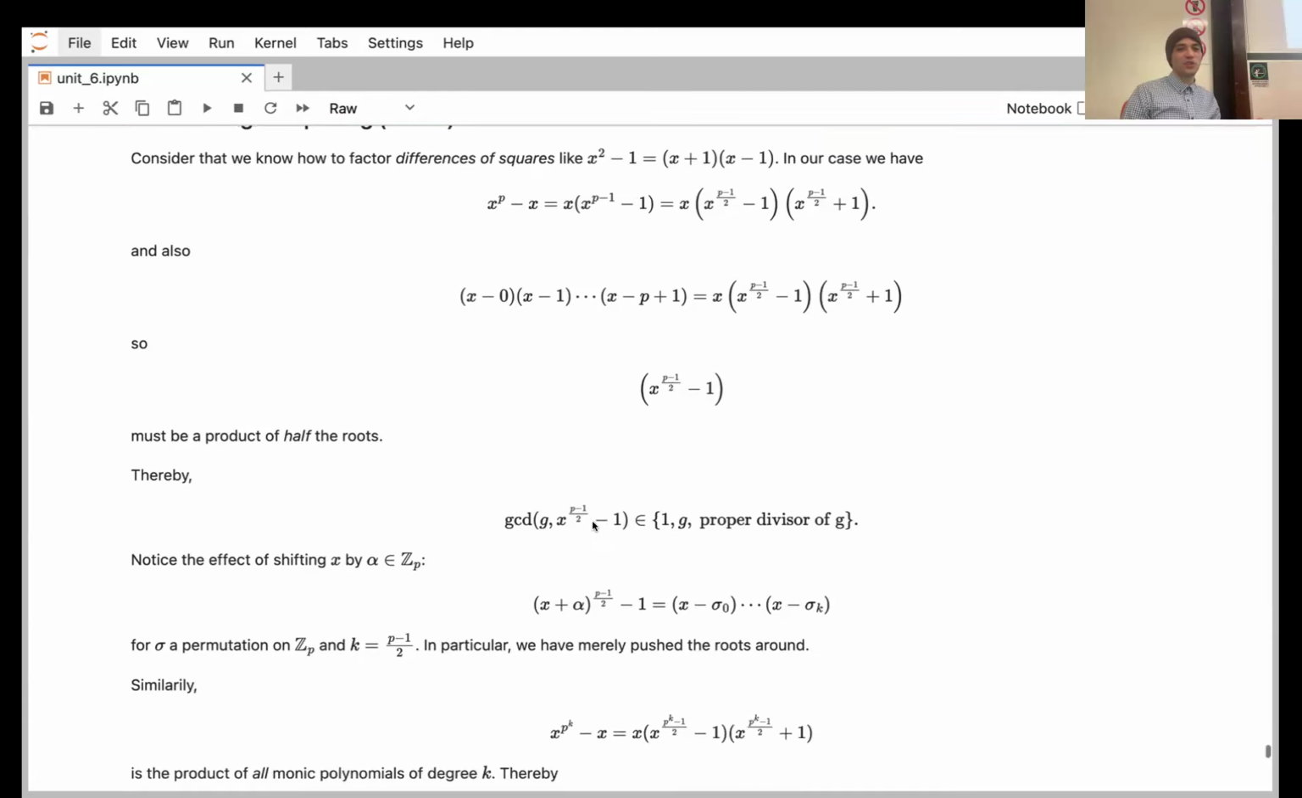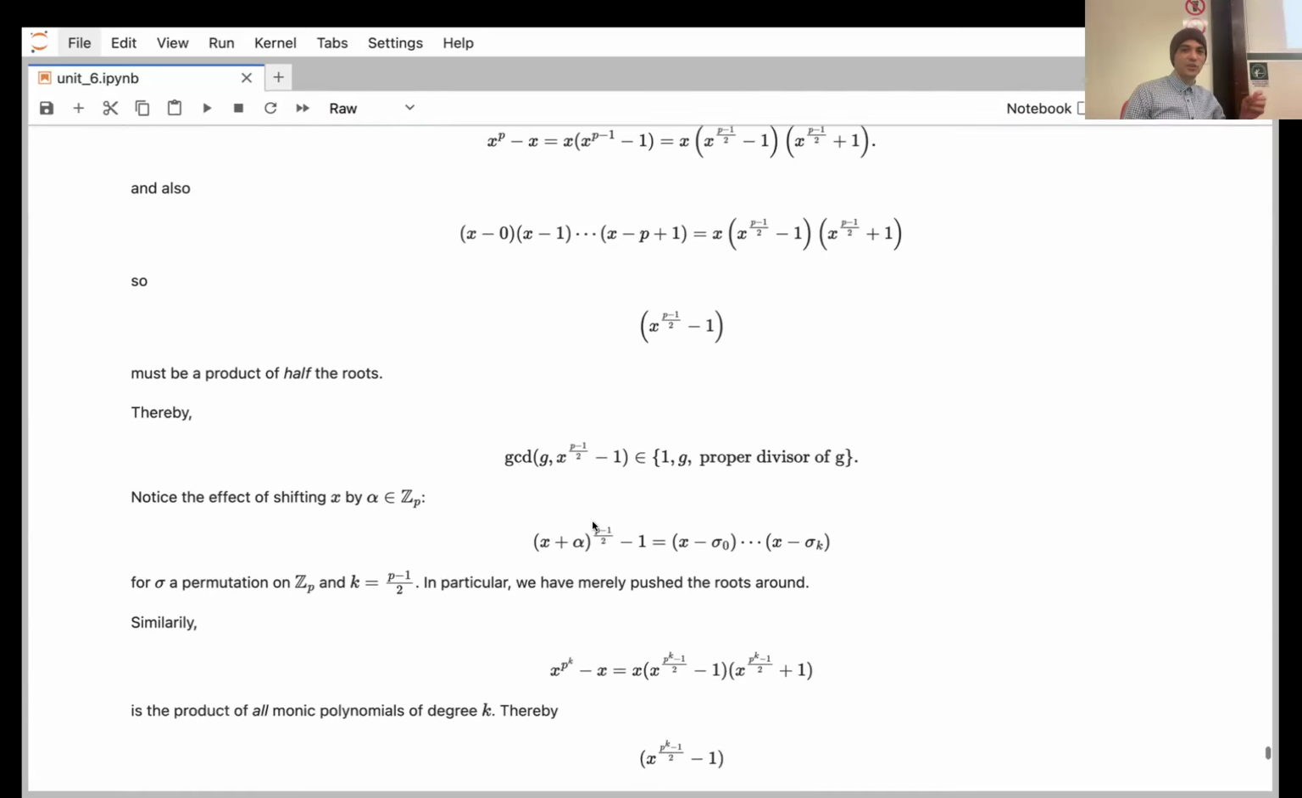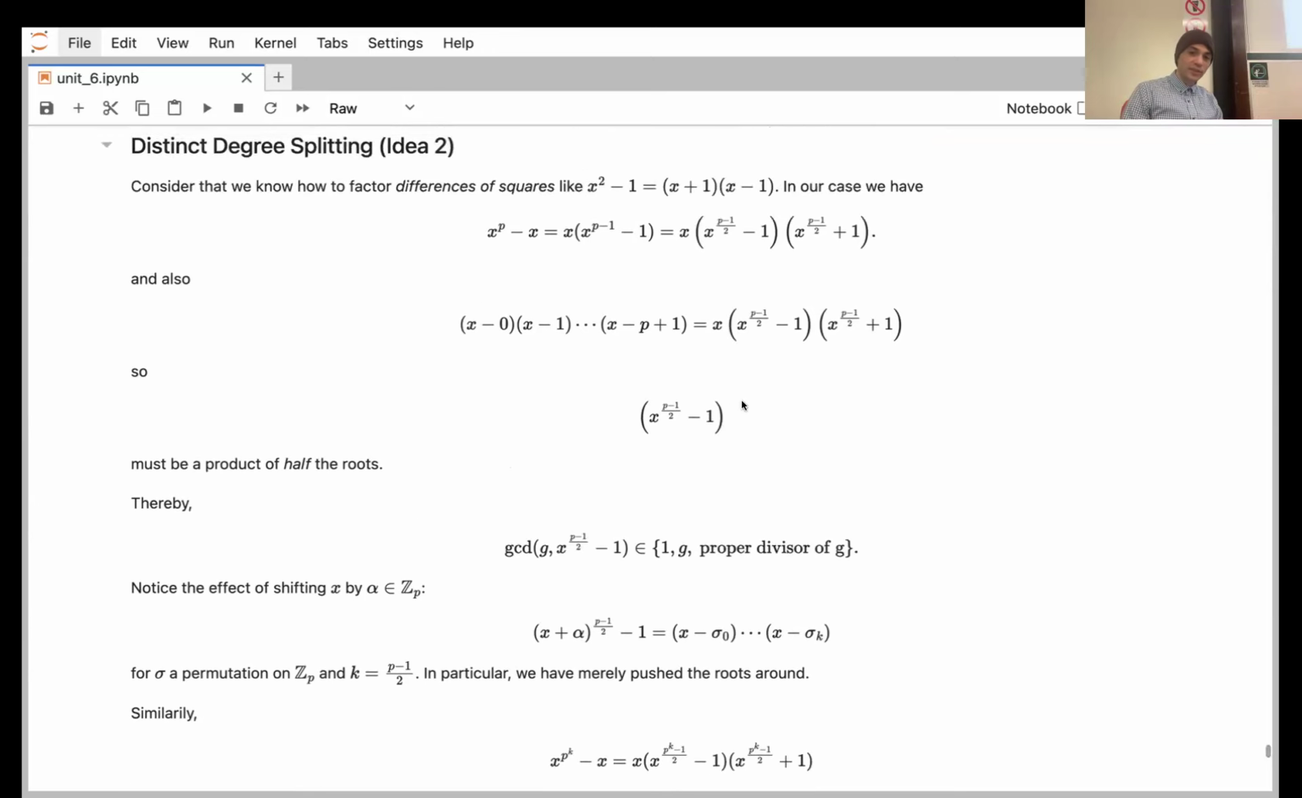And the same is going to be true for the higher order ones, because we can do the same type of factoring, because the factor of a difference of squares is predictable. All right, so this is going to give you half of all of the roots.